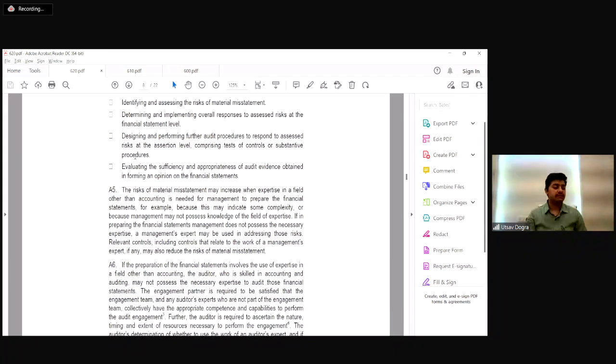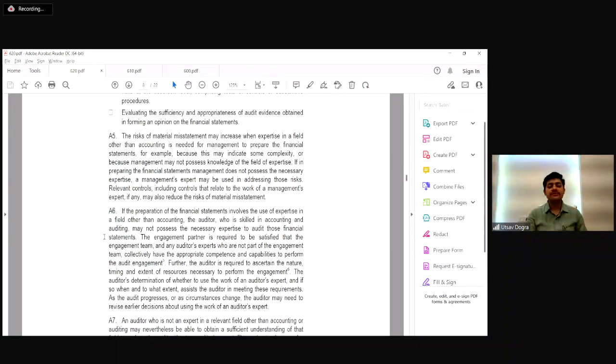Then, risk of material misstatement. If the auditor believes that there is a risk of material misstatement, and the auditor is not competent enough to express an opinion, he can engage the auditor's expert again. If the preparation of financial statements involves the use of expertise in a field other than accounting and auditing, someone skilled in accounting and auditing may not possess the necessary expertise to audit those financial statements. The engagement partner is required to be satisfied that the engagement team and any auditor's expert who are not part of the team collectively have appropriate competence and capability to perform the audit engagement. It is very much necessary.